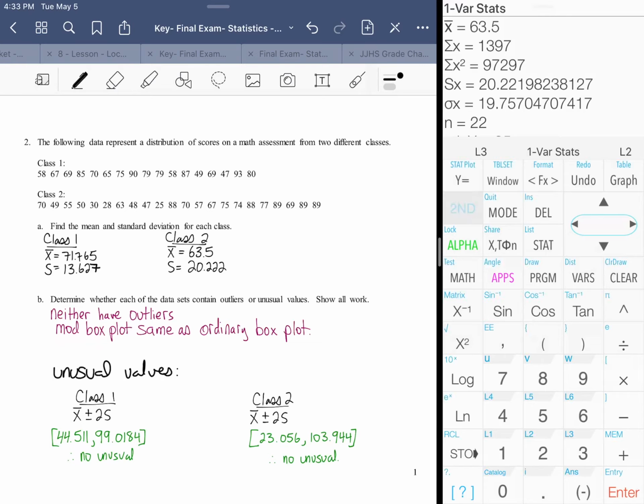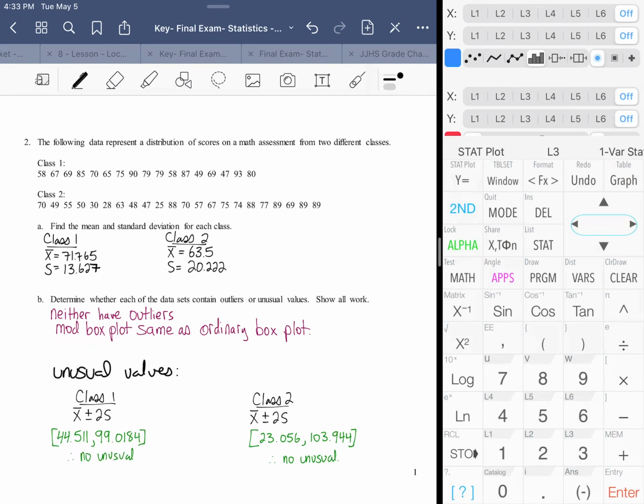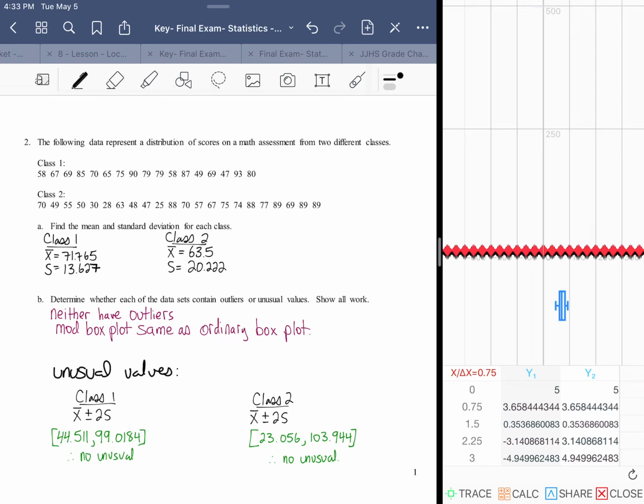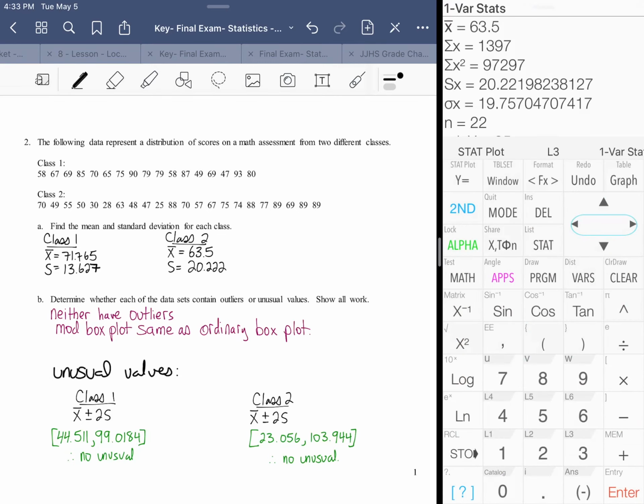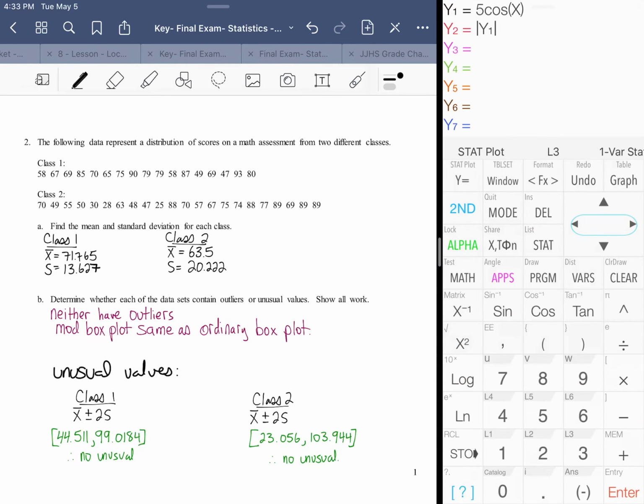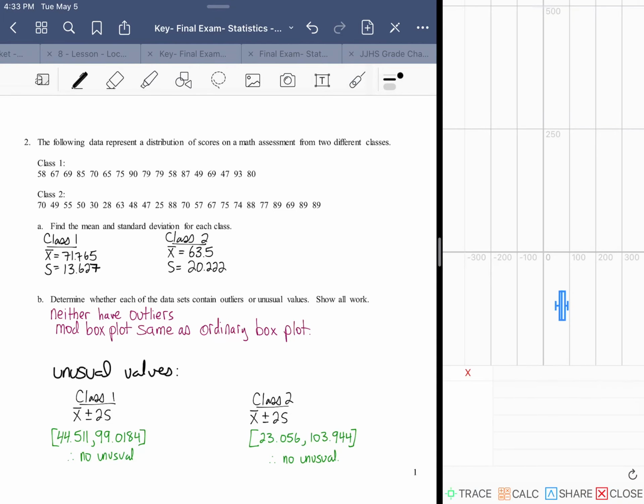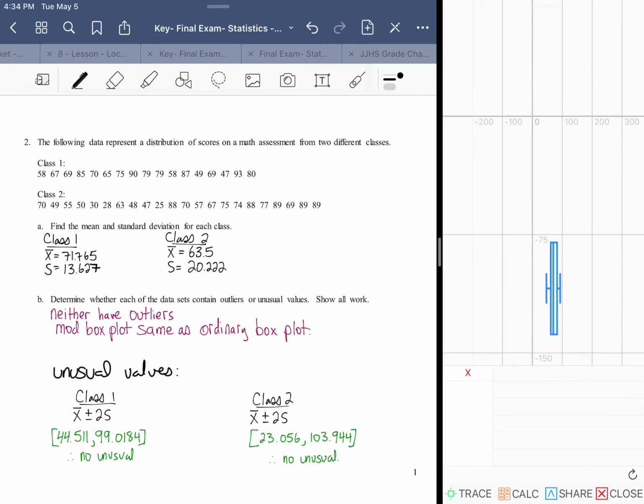All right, so class 1 and class 2. The way I handle outliers is just determining whether the modified box plot is the same as the ordinary box plot. I go into my stat plot menu, and I just want to take a look at L2, because that's where my first data set is, and the modified box plot. Then I'm going to take a look at the graph.